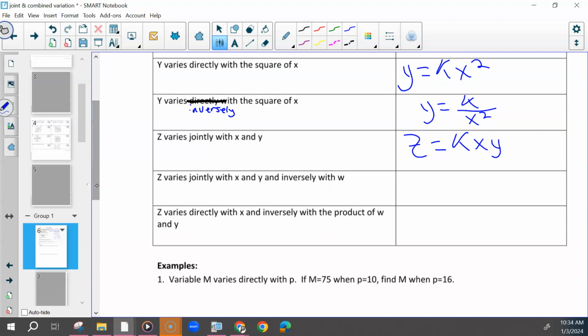This one is taking what we just did and the inverse and combining them. Anyone want to guess how this might look? What would this start with? Let's start with z. So z equals kxy all over w. So varies jointly with x and y. All of that is being multiplied with k. Inversely with w, we're dividing. So when you see inversely, you should be dividing. Jointly or directly, you're multiplying.